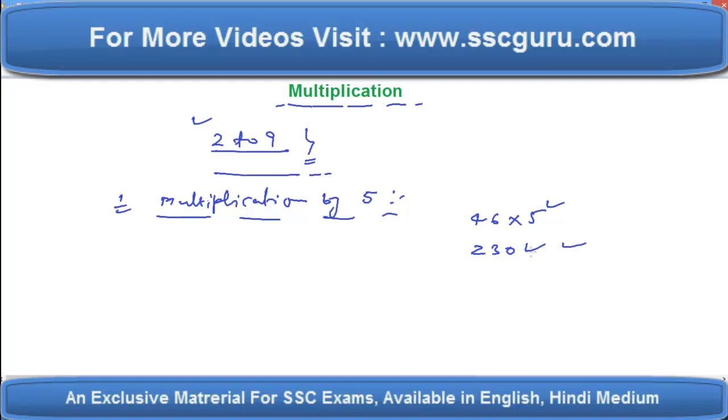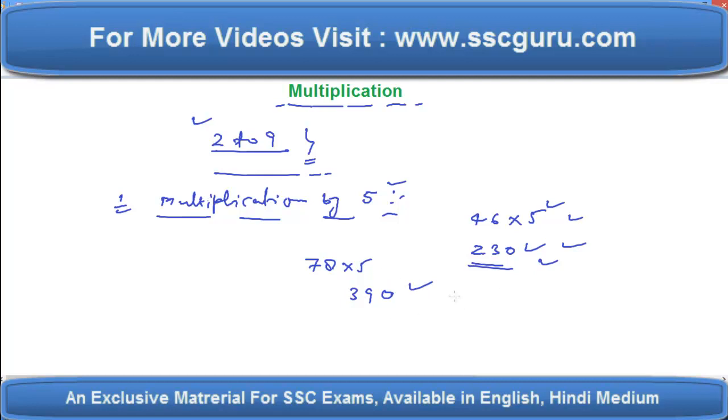Therefore if we have to multiply any number by 5, we will first take the half of that number and put a 0 in the unit place, the right side of the number. Then we will get the answer. Suppose we have to multiply 78 into 5. Half of 78 is 39, and we put a 0 at this place. This will be the answer.